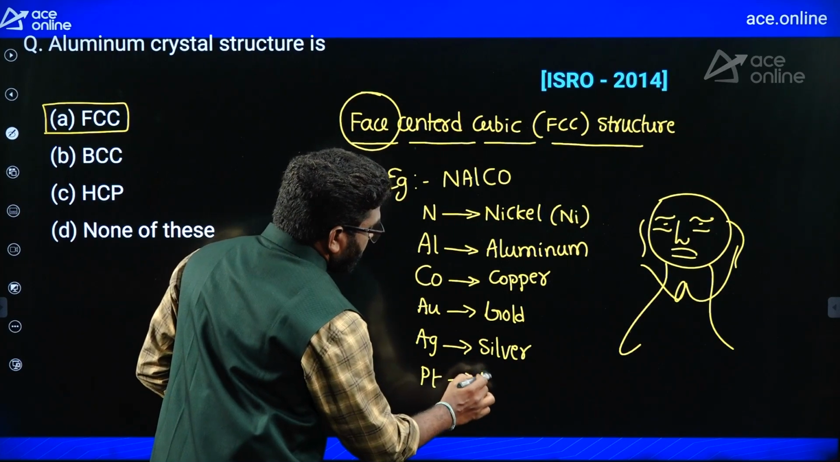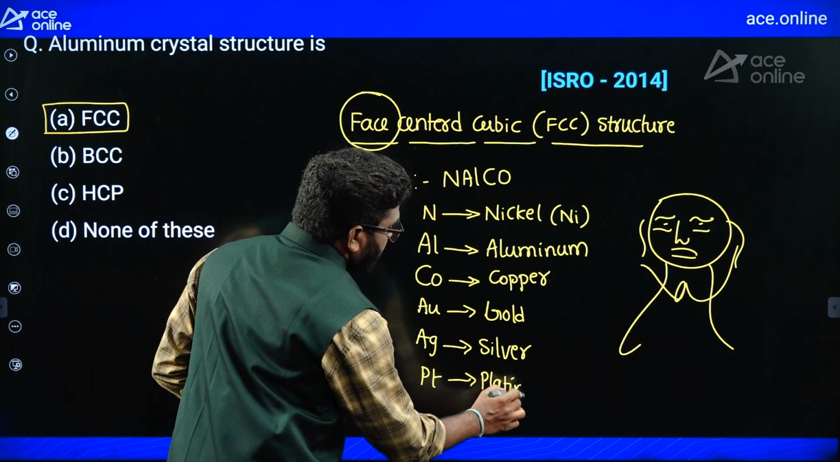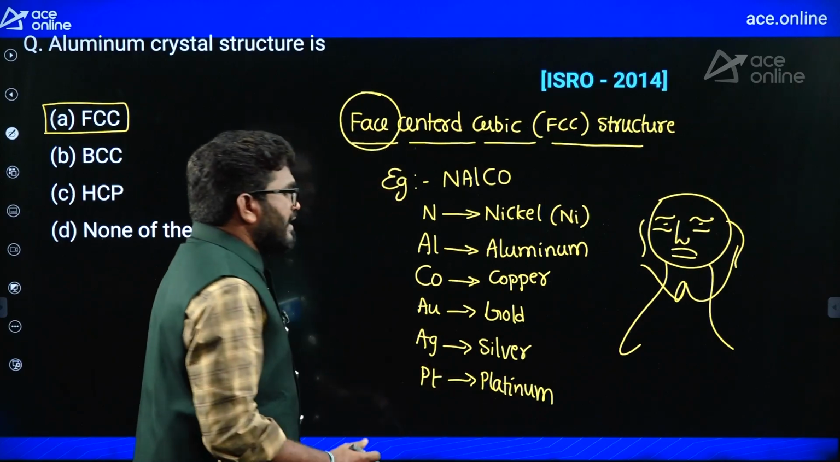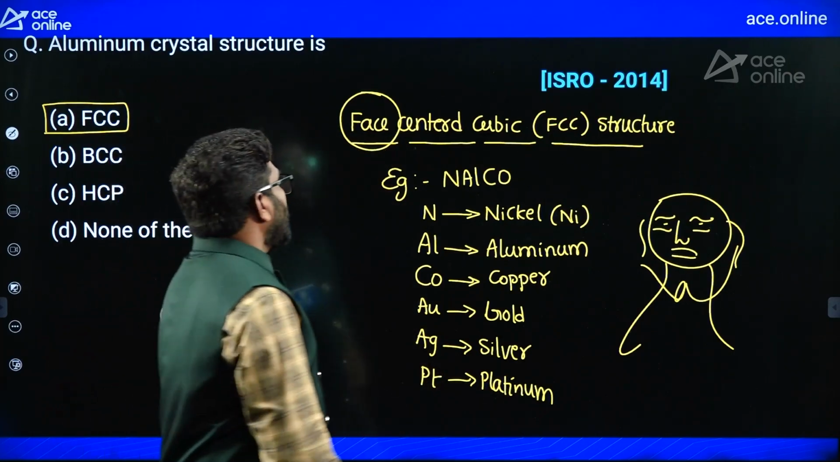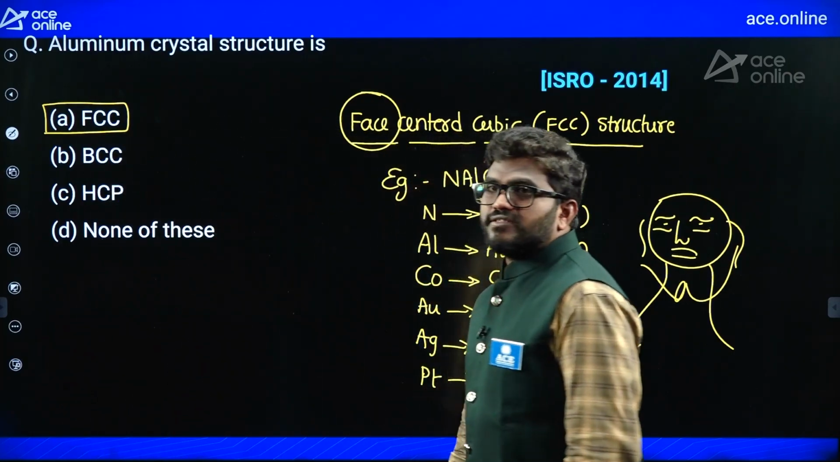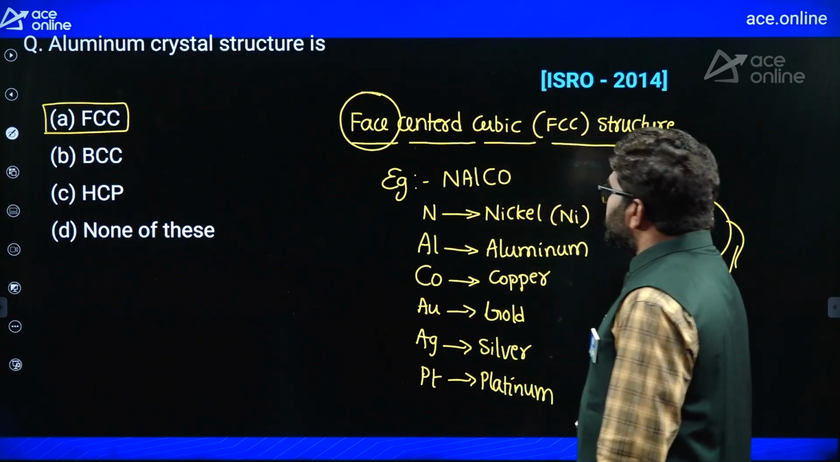Platinum also comes under this category. You can also take lead and tin. All of them come under the FCC structure. Remember it like that.